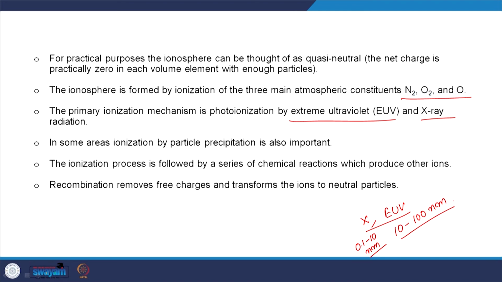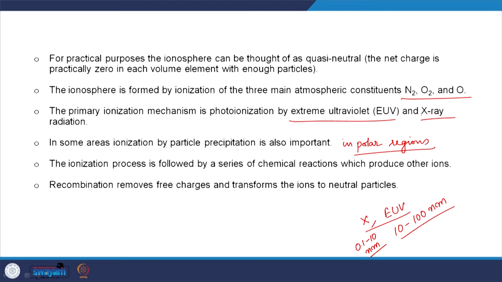In some areas, ionization by particle precipitation is also important. That means in the polar regions, which allow extremely energetic particles to be precipitated into the Earth's atmosphere. When these particles come, obviously they have a lot of energy and they will ionize atoms to release electrons. So, in addition to extreme ultraviolet and X radiation, ionization may also happen with extremely energetic particles.